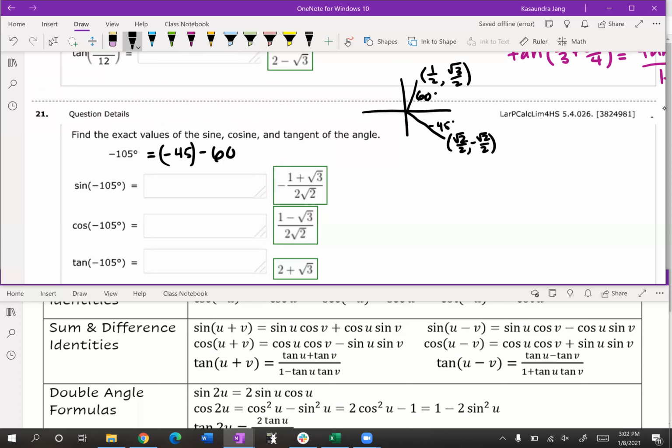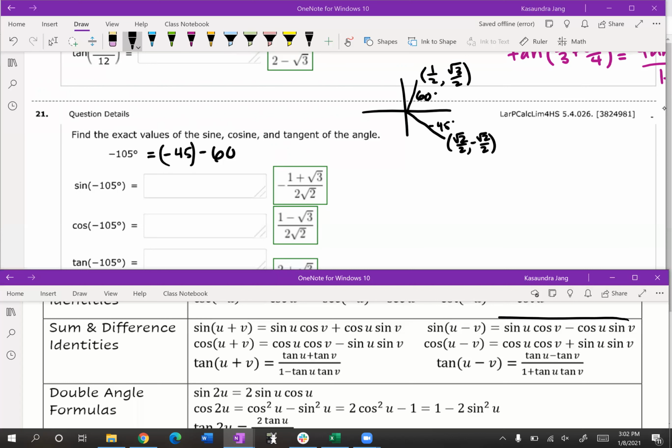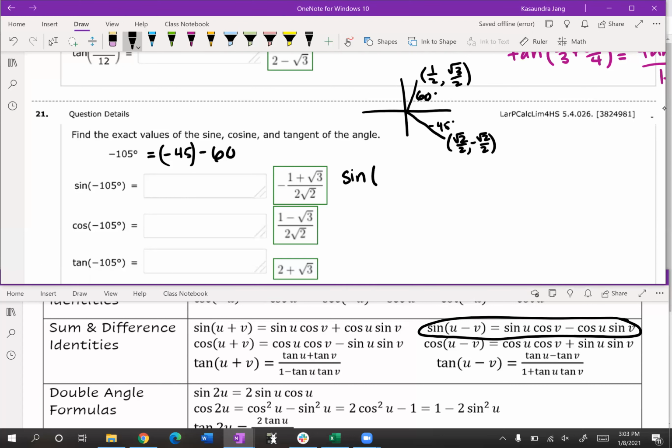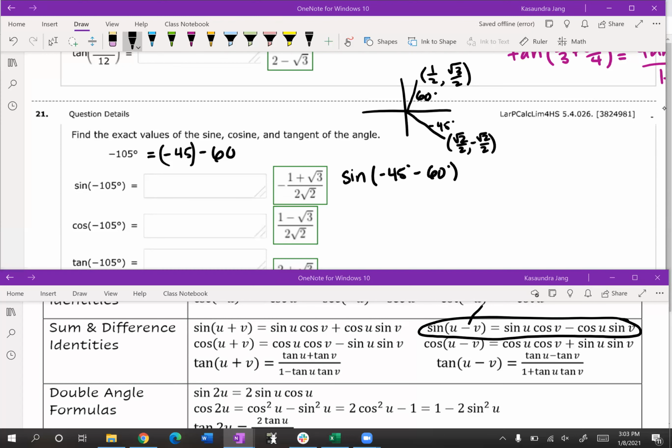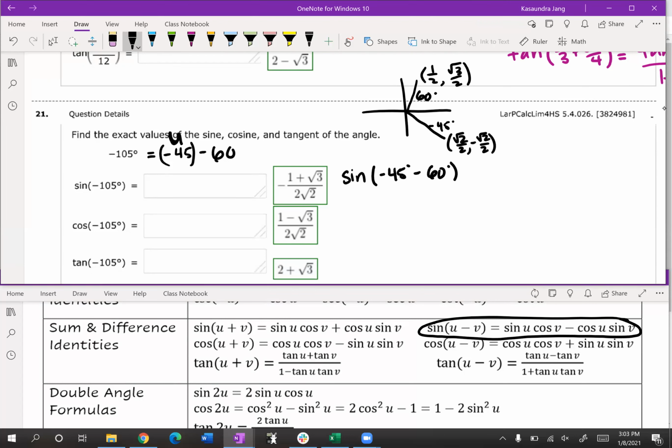So out of all my identities I've got down here, I think the sine of 105, I'm going to have to do, like I said, with subtraction. I'm going to go with this guy that I circled. I've got to do sine of negative 45 degrees minus the 60 degrees. So I've got this sine and they're being subtracted. So that's why I know I'm in this category. The u is the negative 45 degrees and the v is the 60 degrees.